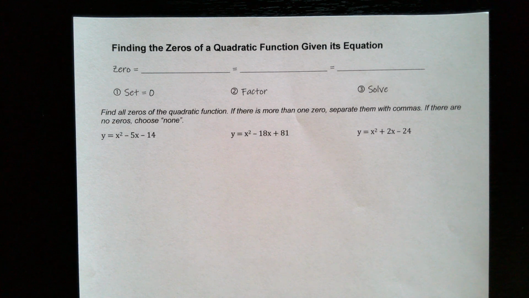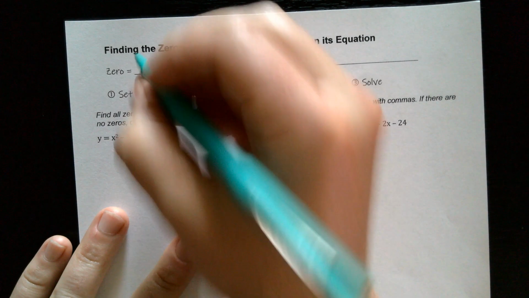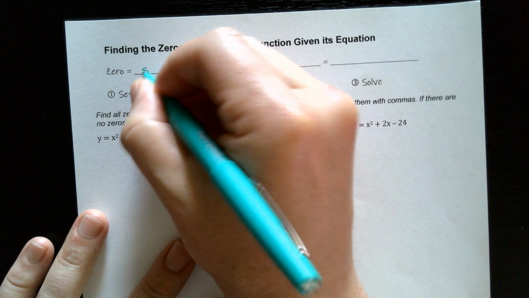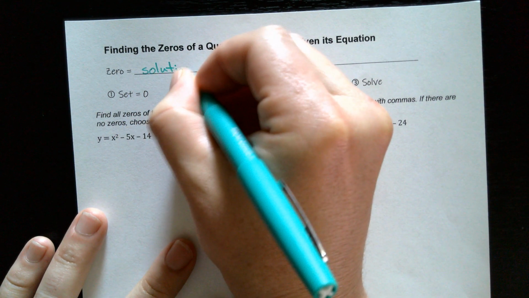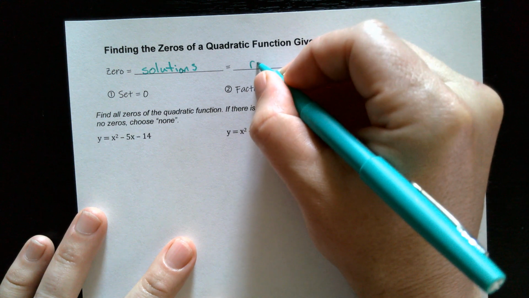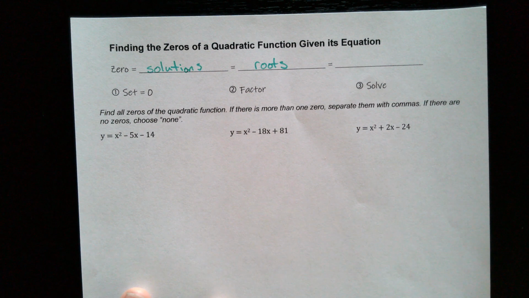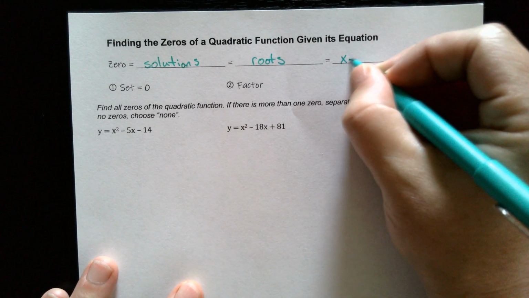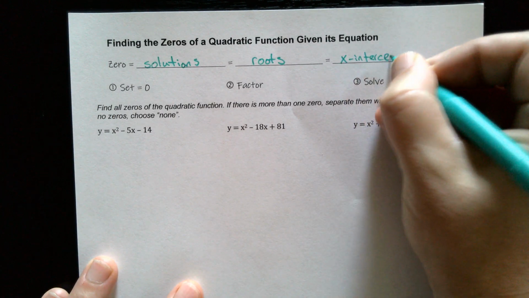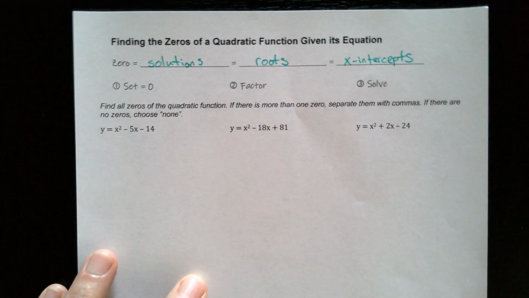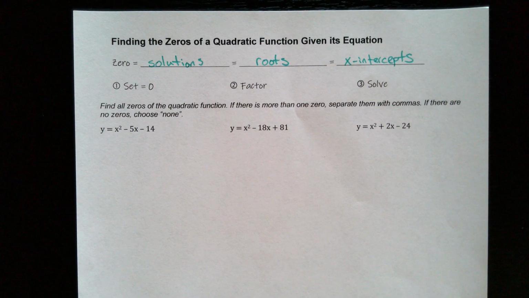In this video, we're going to be finding the zeros of a quadratic function given its equation. Let's keep in mind that zeros can also be called solutions, they can be called roots, and they can be called x-intercepts. So we're going to be finding the zeros or the solutions or the roots or the x-intercepts, whatever you want to call it, of these quadratic equations.